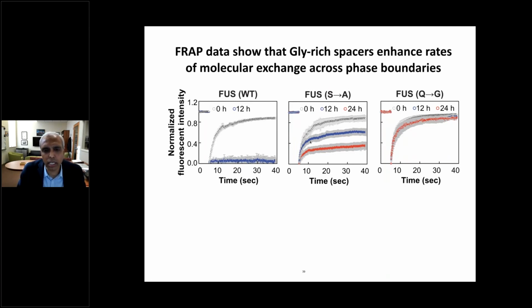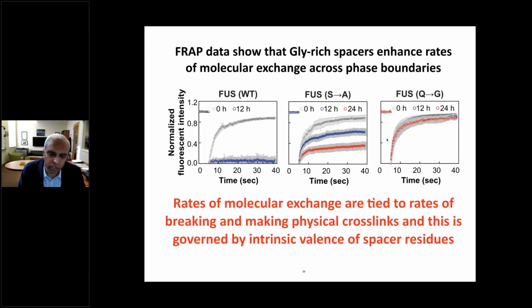But that feature is actually altered materially if one changes the serines to alanines. And in fact, if the glutamines are substituted with glycines, now you actually get what we humorously refer to as immortal droplets, in the sense that the recovery rates don't show any kind of time dependence or aging dependence. So the key point is that the rates of these molecular exchanges are tied to the rates at which physical crosslinks are made and broken. And so the more crosslinks you make, sometimes it becomes harder to actually break them. And so one starts to see aging behavior, which we can discuss in the Q&A if people are interested.